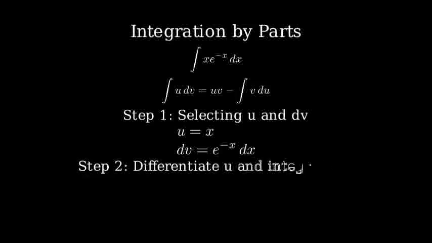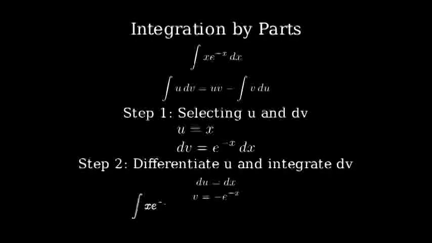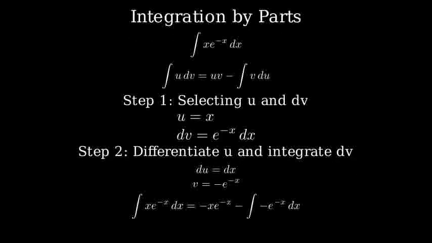When we differentiate x, du becomes dx, and when we integrate e to the power of negative x, we obtain v equals negative e to the power of negative x. Now, let's apply the integration by parts formula. We substitute the values of u, v, du, and dv into our formula.